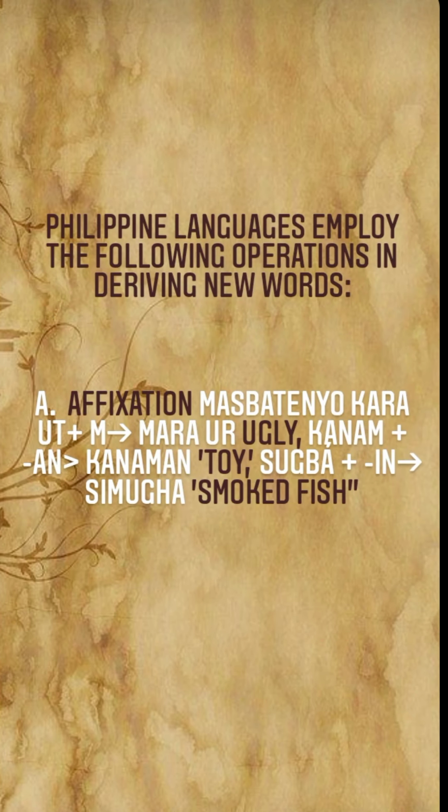Affixation is the process in which an affix is attached to a root or an intermediate stem. For example, in Masbateño, the word karaut or maraut is translated into the word ugly. The word kanam na aman is translated into the word toy. And the word sugba or simugba is what we call smoked fish.